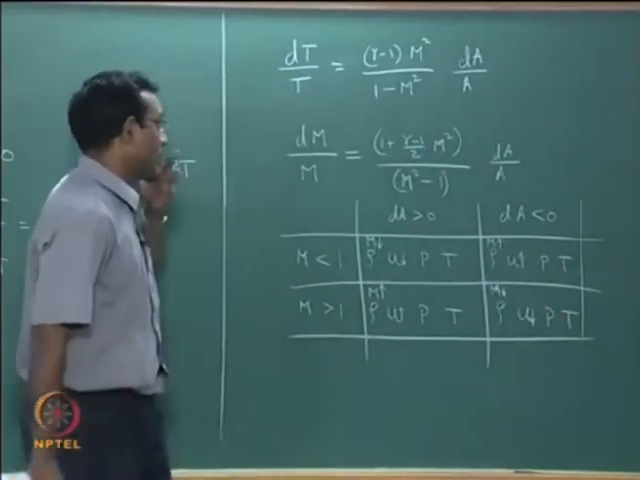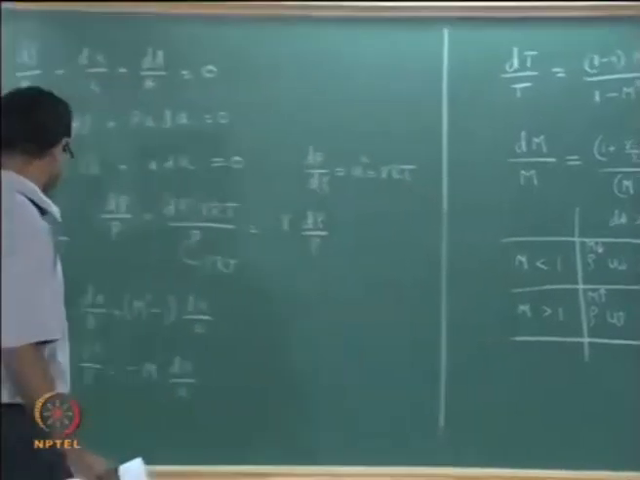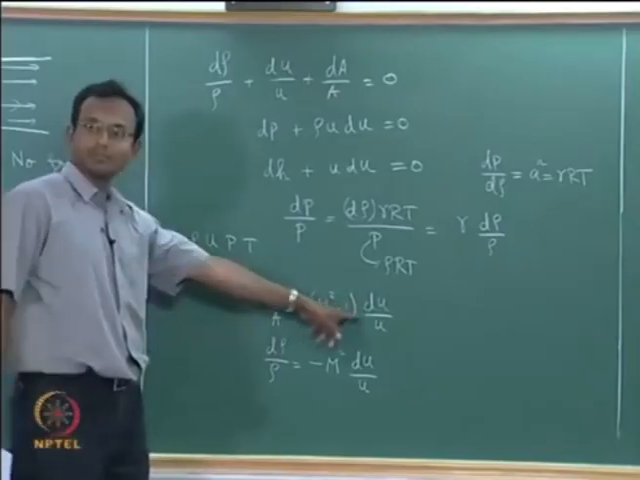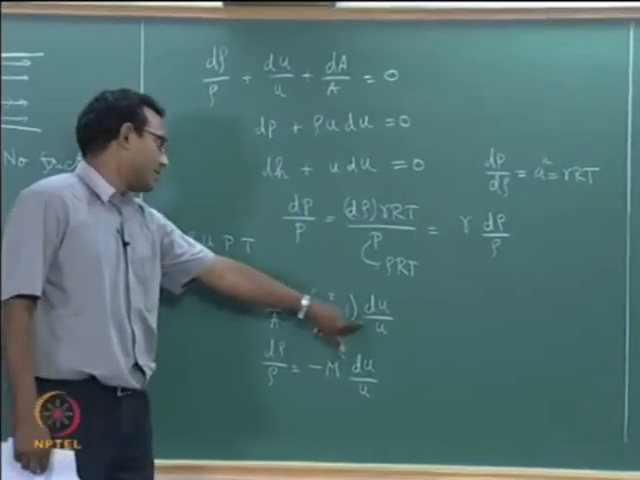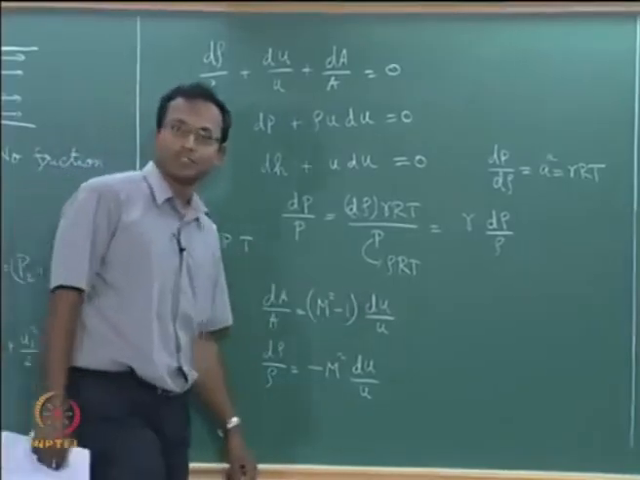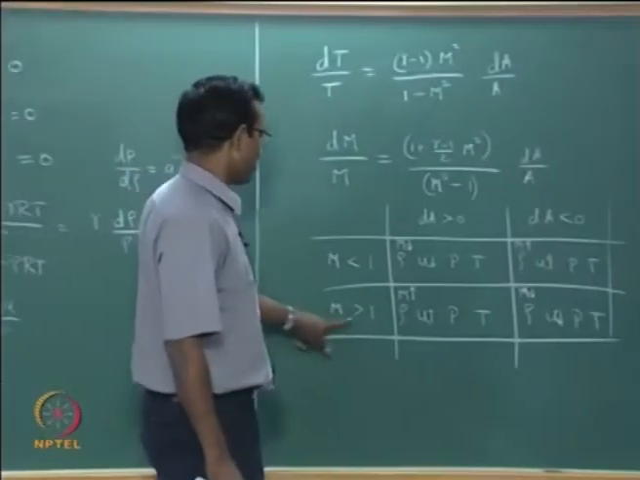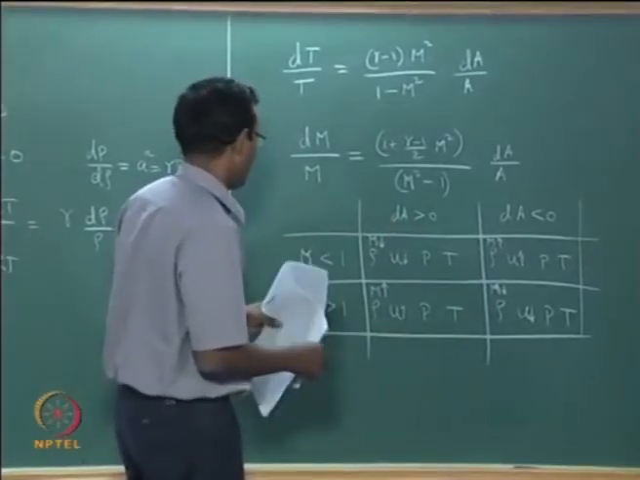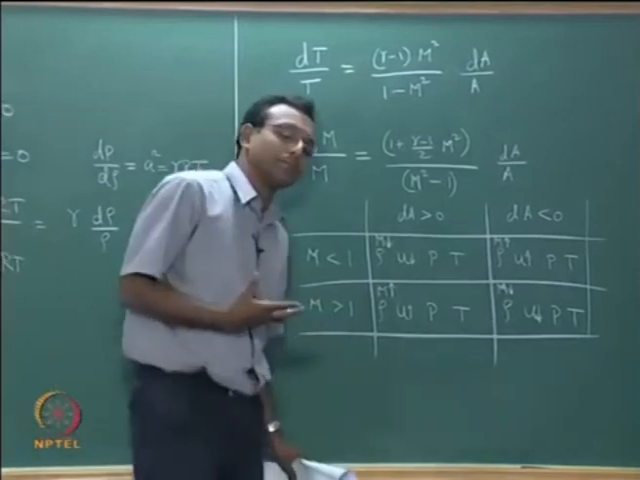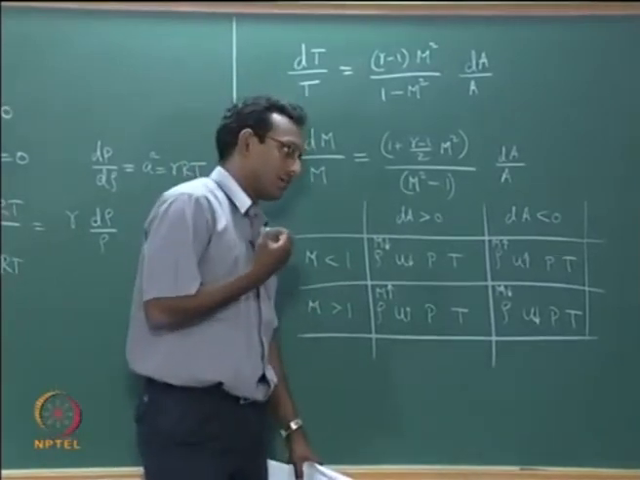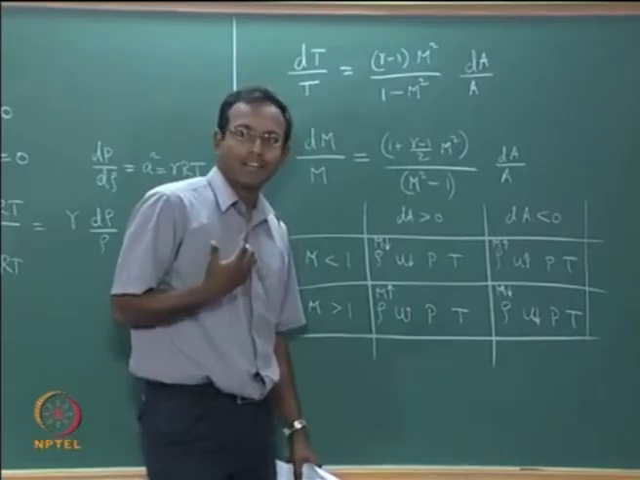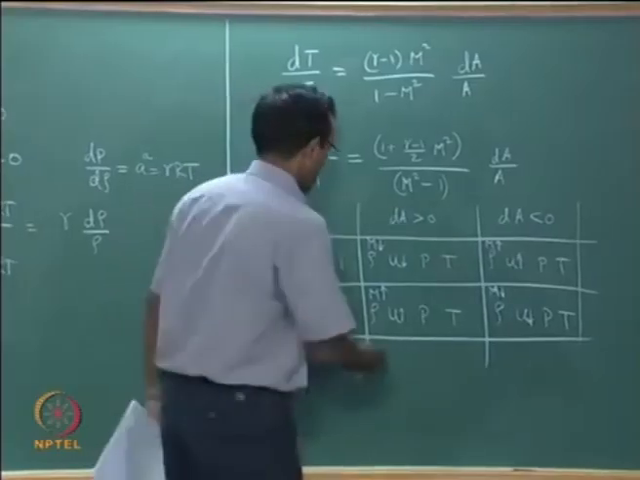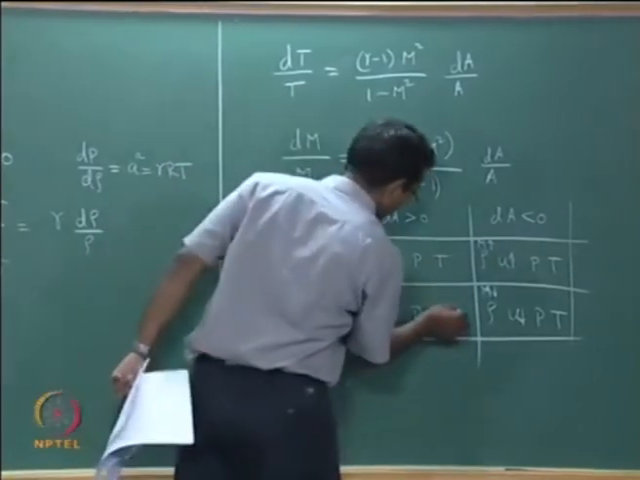Okay. You can also use the du by u expression, which I believe I have here. I can use this also to tell the same thing. If I am supersonic, if area increases, velocity increases. I can do that also. Okay. I am supersonic, area increases, velocity increases. Okay. It can be told from here also. Now since I am adiabatic, I can now immediately tell that if velocity increases, temperature drops, T naught is constant. So whatever velocity is, this will be the opposite arrow.